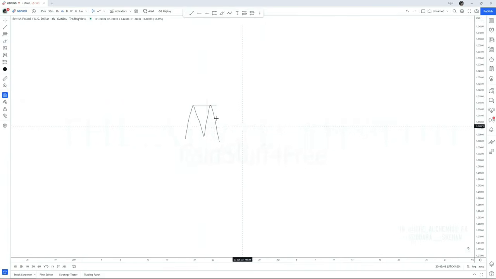Let me show you. First, let's say we had liquidity, equal highs. What would retail traders assume? Retail traders would assume that a double top is a sign of a reversal, the M formation, or resistance. So they might think that it's a sign of a reversal.